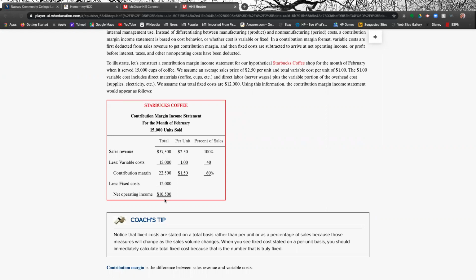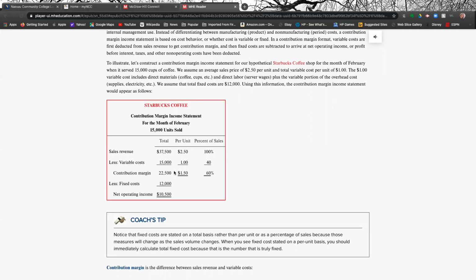Now we can also express it on a per unit basis. Per unit in this case would be a cup of coffee. So a cup of coffee we charge $2.50. I don't know what Starbucks they go to. I usually pay a lot more than that. But in this example, they're saying that the sales price for a cup of coffee is $2.50 and the variable costs are $1. The contribution margin is $1.50. $1.50 per cup of coffee.